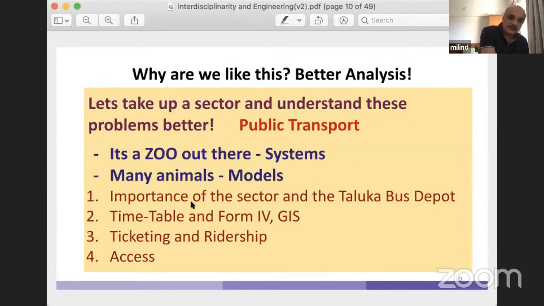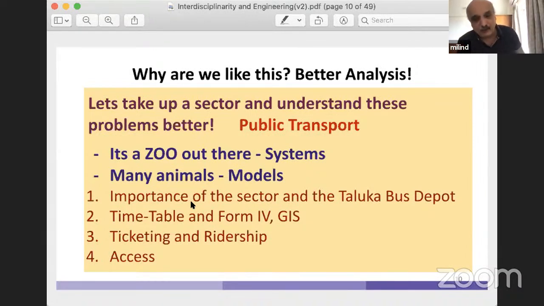What I'm going to do is take a sector, the engineering sector, and understand how we deliver value. My claim is that the fruits at the lower end are really easily accessible. Let's try to understand. Let's open the carton of public transport and see what's inside. Let me warn you that it's a real zoo out there, with many animals, and we have to model how they work, with different systems which are overlapping.